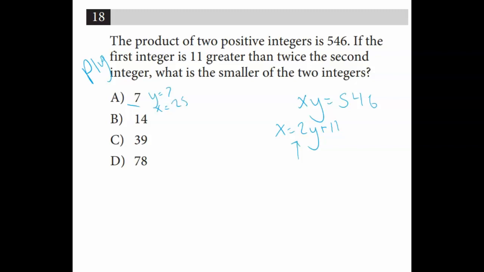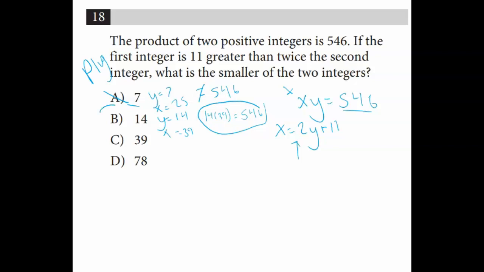Okay, so now we have y and we have x. But we know when x and y are multiplied together, they should equal 546. So let's multiply these two together. Well, then you get 25 times 7, but that does not equal 546. So A is wrong. And then we can keep doing that. So now we have y equals 14. So when y equals 14, 2 times 14 would be 28 plus 11, and that would make x equal 39. And then if we multiply 14 times 39, that does equal 546.